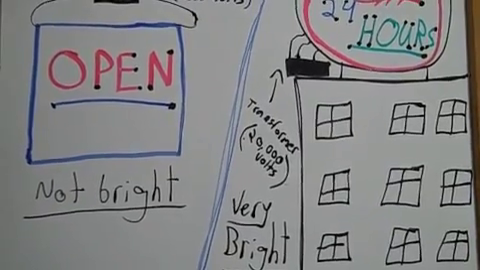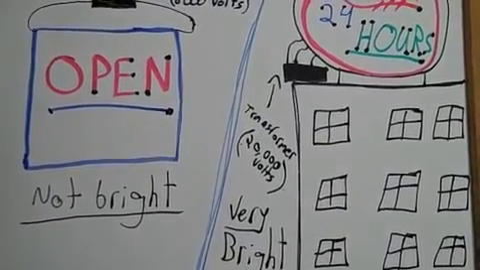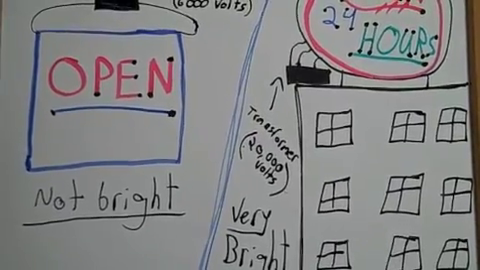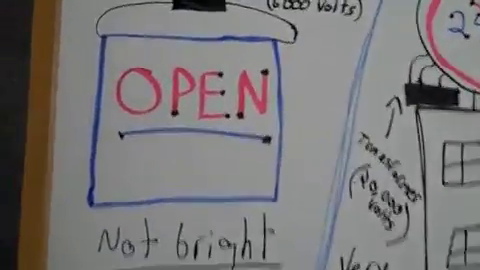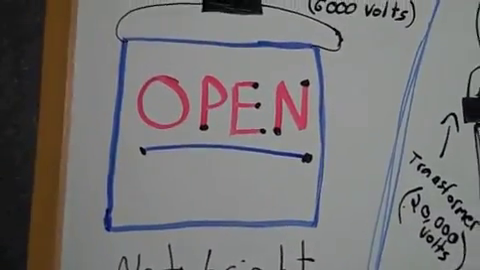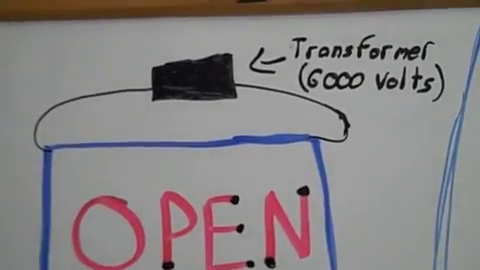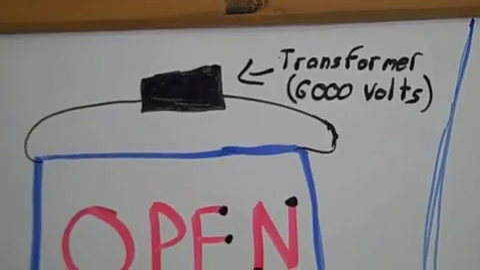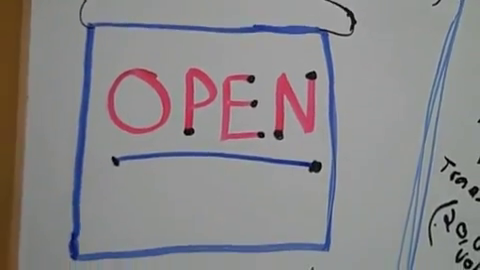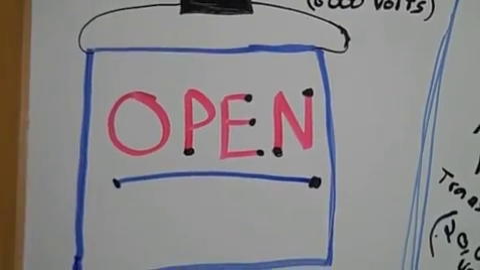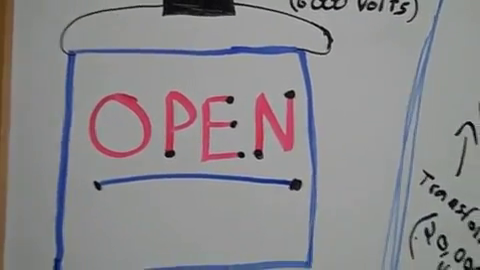A neon sign's transformer can vary in voltage rate. This depends on how bright the neon sign is and how many colors there are. If we take a look at this open sign, your average sign that you would see in a pizzeria, we can see that the transformer only generates 6,000 volts of electricity. This is because there's only two colors for the transformer to send electrons to form the bonds.